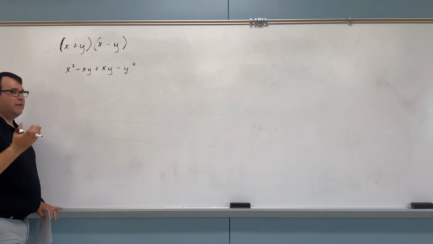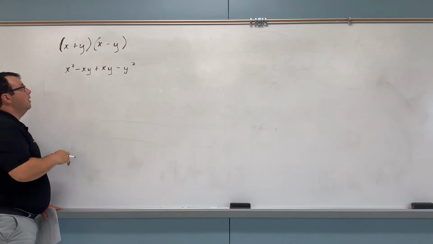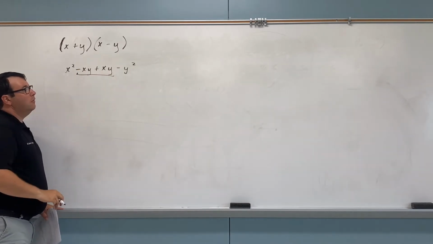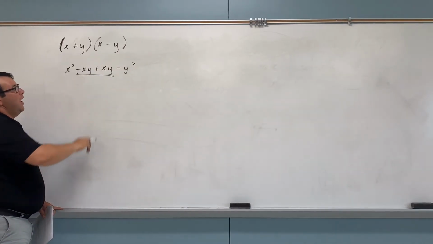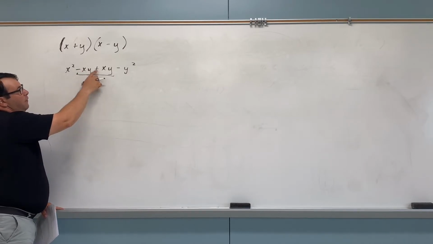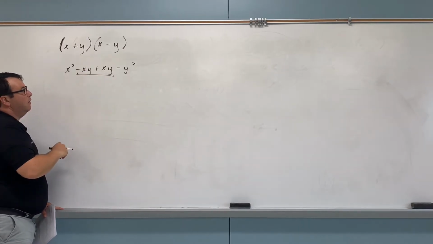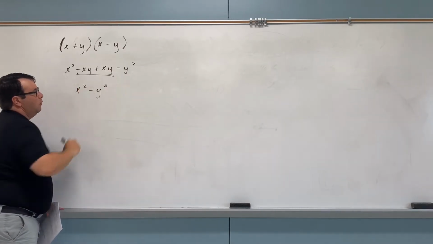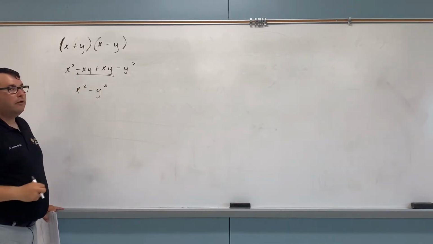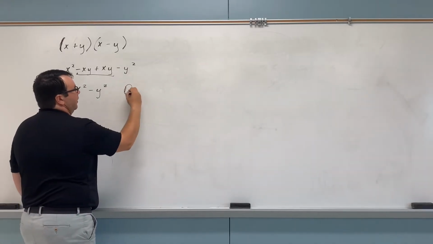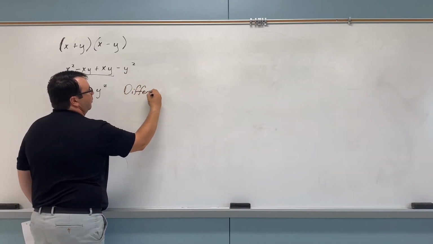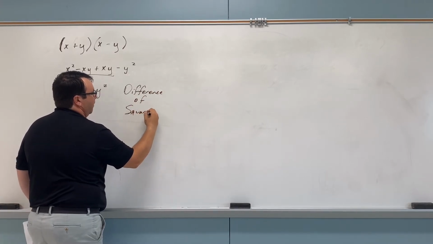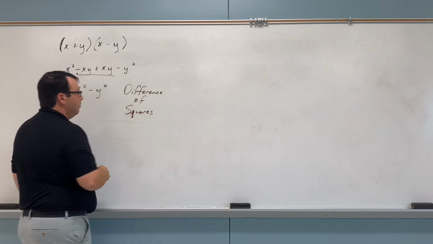At this point, you need to see if anything can combine. I do have these two middle terms right here, which are like terms. They're both xy's. And because they are positive and negative with the same coefficient, they actually cancel out, which gives me a special case of x squared minus y squared. This is also known as the difference of squares.